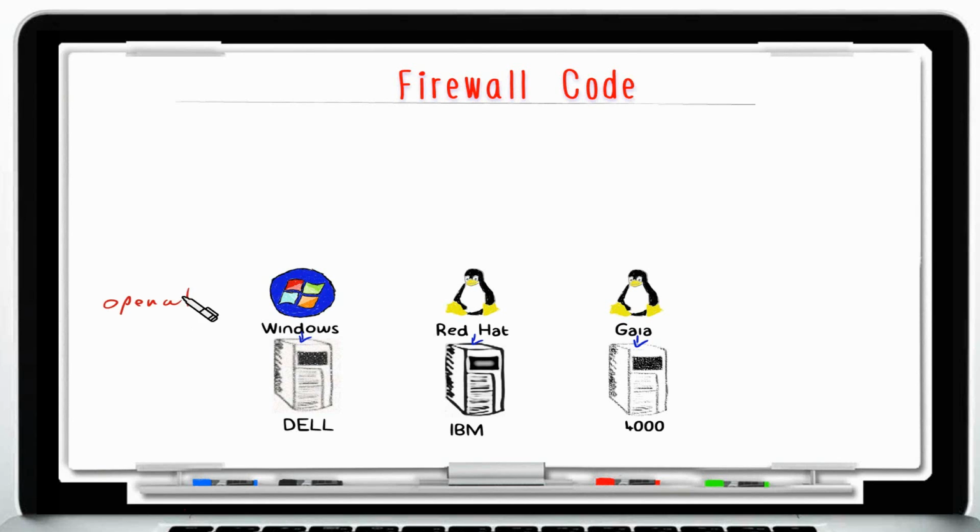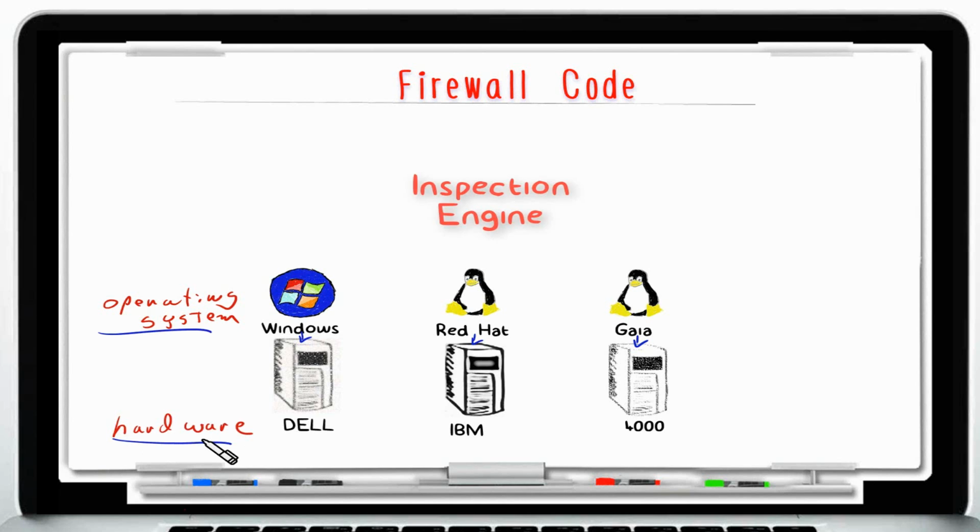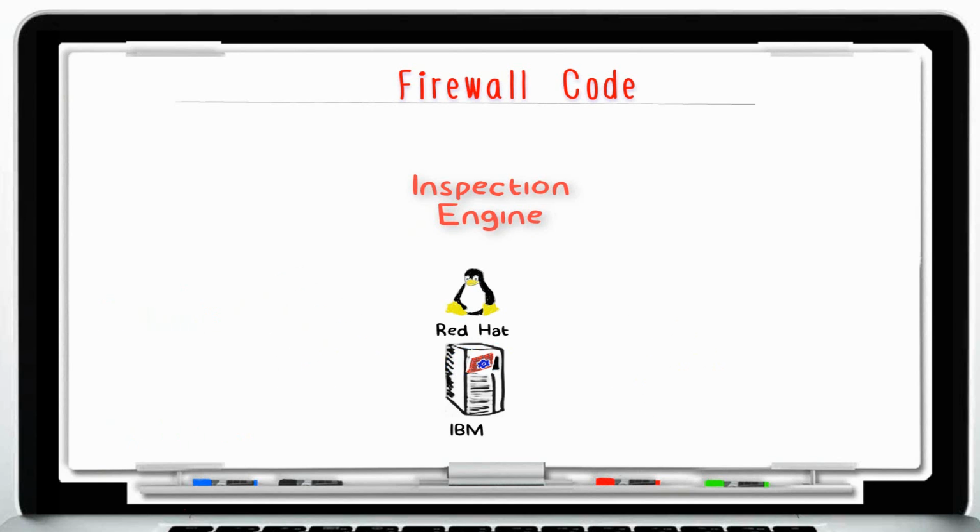First you need to install the operating system on some kind of hardware. And on top of these operating systems, you want to install the Checkpoint firewall code. During the installation process, the firewall code, the inspection engine, gets installed into the operating system component of the kernel. This firewall code gets installed deep down into the operating system's kernel, and so it actually modifies how the Windows and Red Hat kernels behave and function.